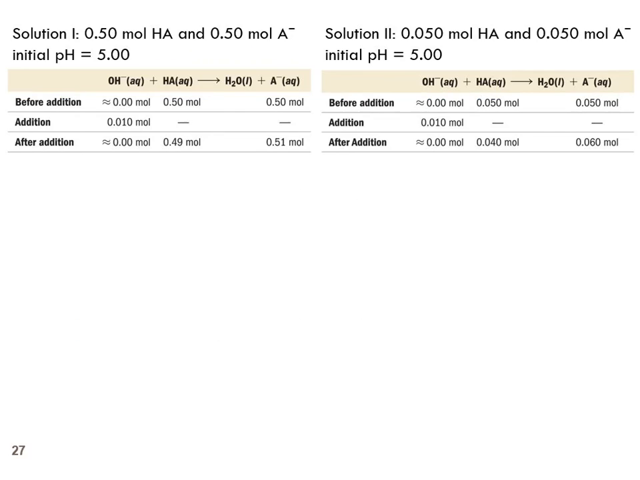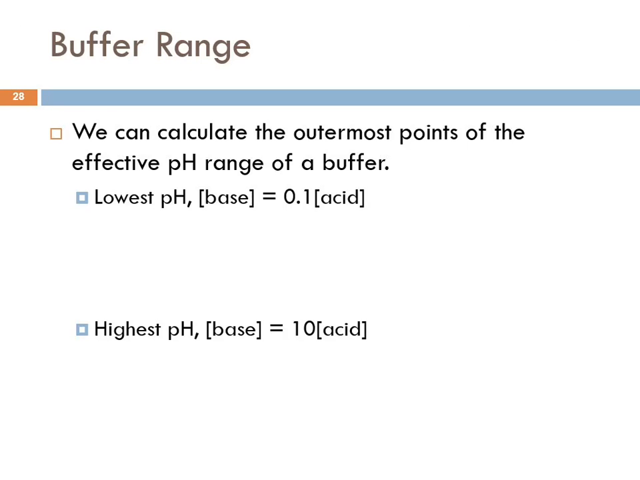Is that because there's just more of it to buffer? Because there's more of it. Yep. And so when you add the same amount of acid or base, it changes those concentrations less relatively. And so the ratio is closer, and so the pH doesn't change as much.